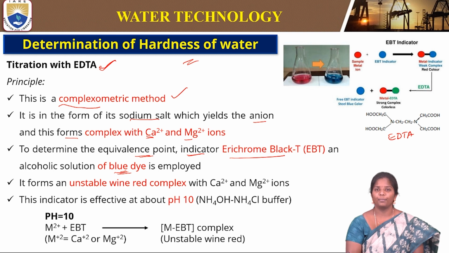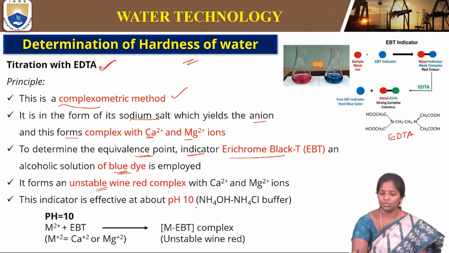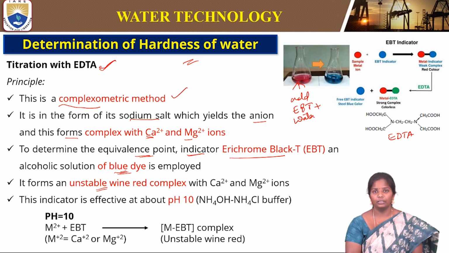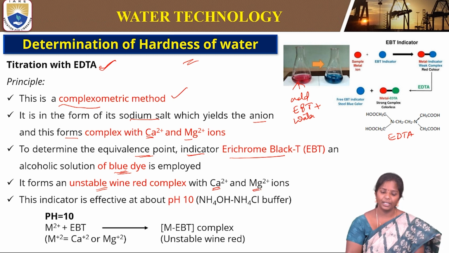So that will help in understanding the formation of complex. It forms an unstable wine red color complex. As soon as we add EBT to water, it forms a wine red colored solution. It is because of formation of complex with calcium and magnesium ions.